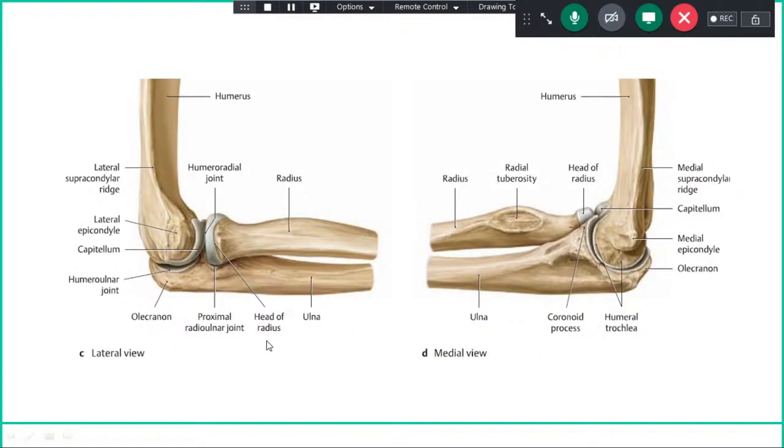Now here you can see the lateral view and medial view. First the medial view, we can see the trochlea of the humerus, which is fitting into the trochlear notch formed by the olecranon and the coronoid process. This is the lateral view, in the flexed position. Here during flexion, the capitulum of the humerus actually fits into that depression which you have already seen on the superior surface of the head of the radius.